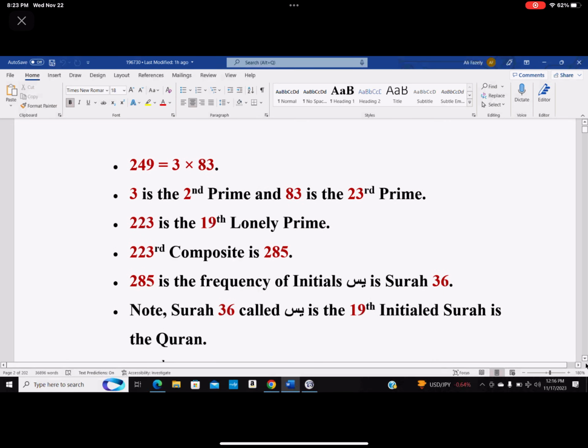249 happens to be 3 times 83. 3 is the second prime, and 83 is the 23rd prime. 223 happens to be the 19th lonely prime. You see how this 195 is bracketed in there? I'm sorry, 249 bracketed in there? One end is the 19th lonely prime. The other end, which is the index of it, which is 195, happens to be the 19th Sphenic number. Okay?